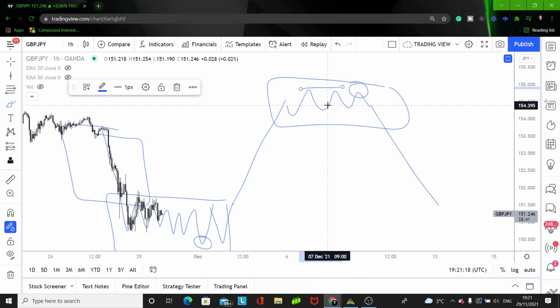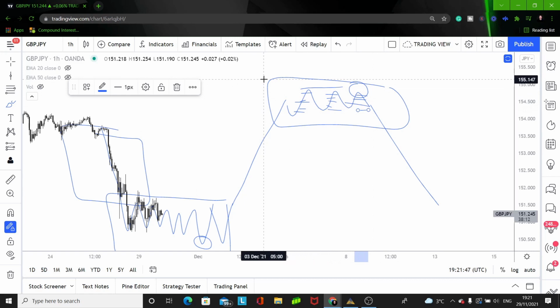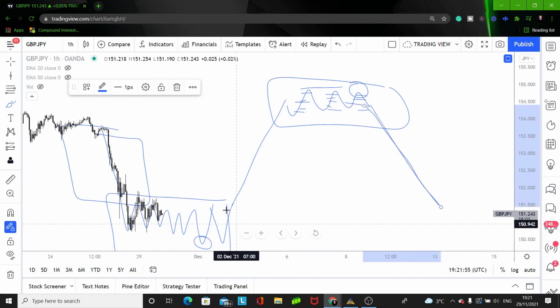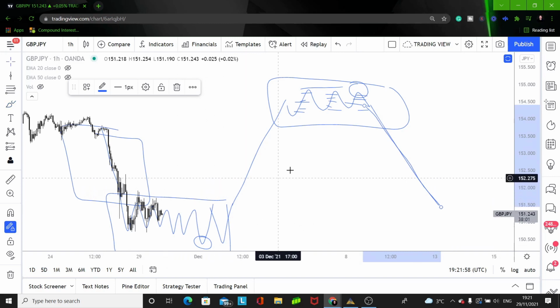An area of distribution or an area of supply is the transfer from buyers to sellers. So retail traders here see this markup, they want to get long, so they start buying. But smart money is selling. They see this rally up, they're buying, smart money is selling. This is the transfer of supply and demand. The demand outweighs the supply, and we start to mark down. Again, the same is true on the opposite side.